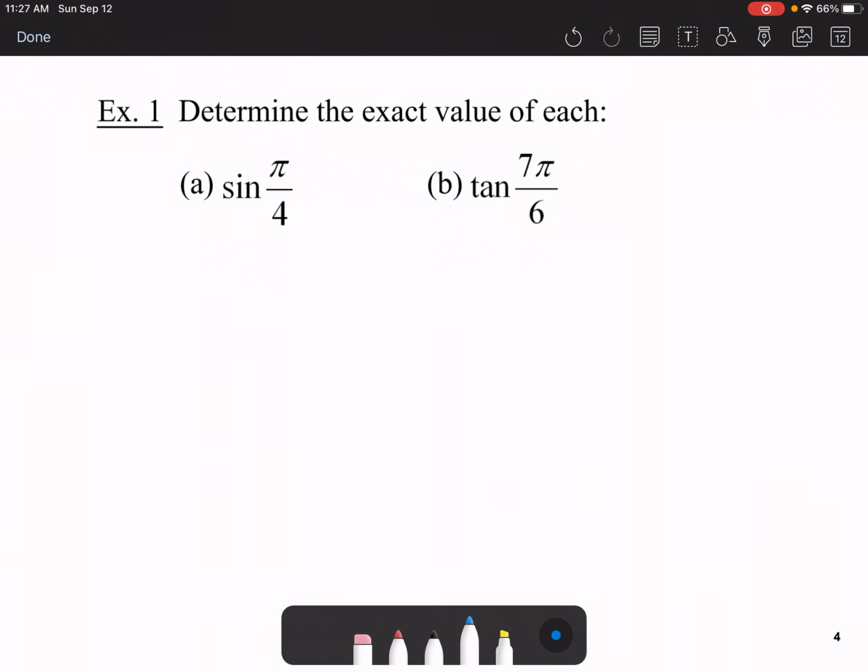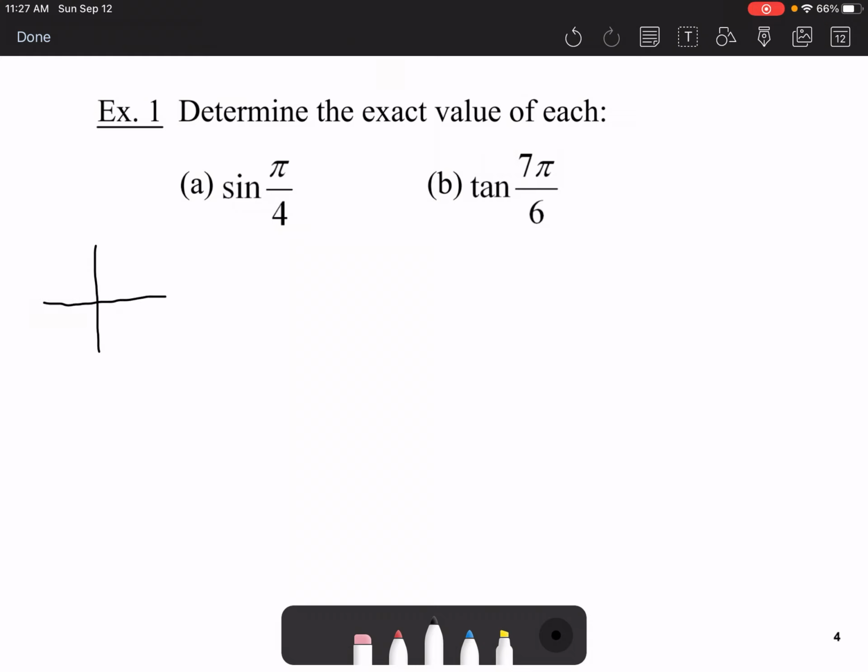So let's determine the exact values of each of the following. To do this, you don't necessarily need a calculator. You can use a calculator, and some calculators will give you the exact value automatically. I'd like you to show me how you get these values. So let's first start out by drawing where pi over 4 is.